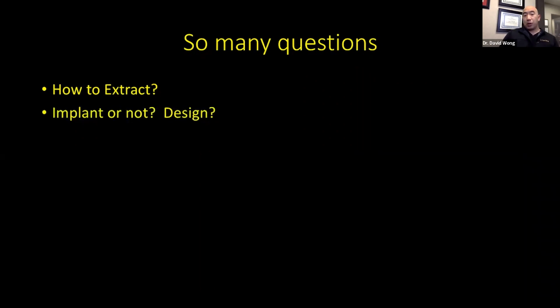The questions we should be asking ourselves when we have these types of cases is, number one, how do you extract the tooth? Is it okay to use a flap, for example? Does it have to be flapless? What are the tools and things like that that you need to have to properly extract the tooth? Number 2 is, once the tooth is out, do you place an implant at the same time? Does the design of the implant matter? Does it have to be tapered or straight walled, or what's the thread design? Does that matter?